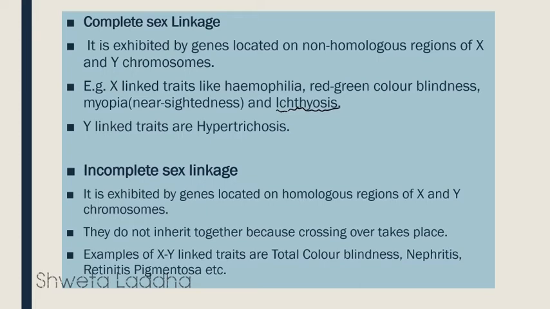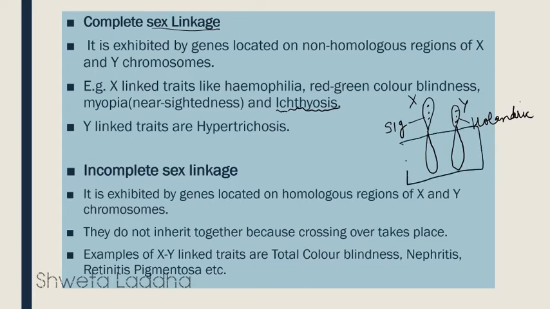I repeat, for complete sex linkage, the genes are located on the non-homologous part of the X and Y chromosome. Suppose this is the X chromosome, this is the Y chromosome. The genes that are present on the non-homologous part of the X chromosome are called sex-linked genes, and these sex-linked genes show complete sex linkage. Similarly, the Holandric genes that are present on the non-homologous part of the Y chromosome are called Holandric genes, and they also show complete sex linkage.